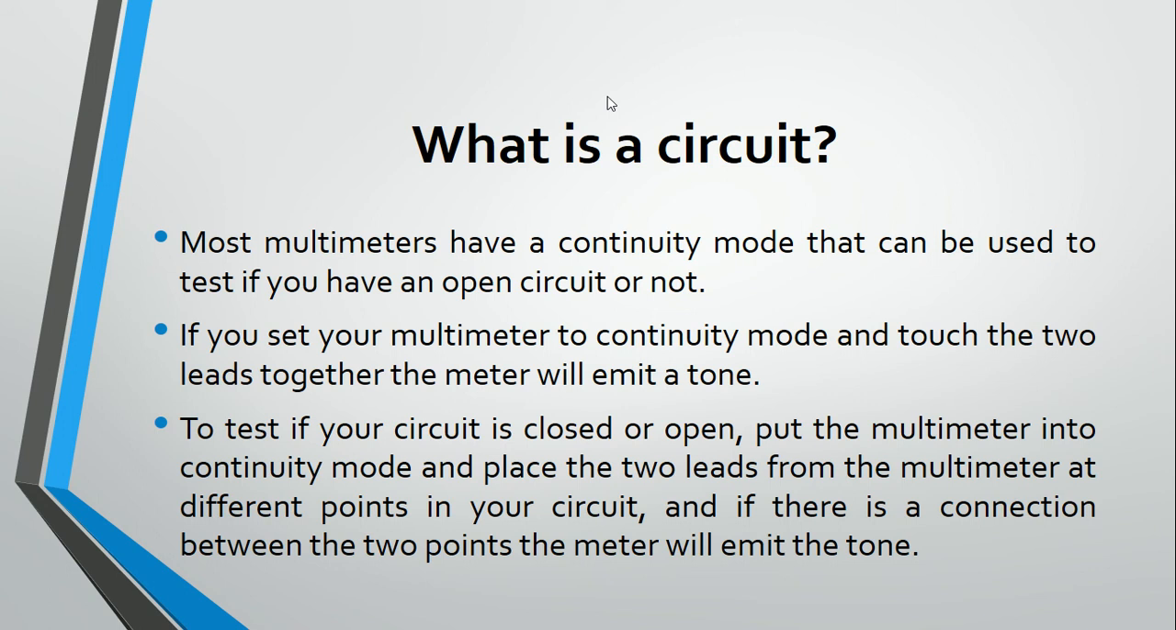To test if your circuit is closed or open, put the multimeter into continuity mode and place the two leads from the multimeter at different points in your circuit. If there is a connection between the two points, the multimeter will emit the tone. So that's what I've been saying: if there's a connection or your circuit is closed, meaning there's a continuous flow of electrons or electricity, your multimeter will emit a tone. This is the symbol for the continuity mode.